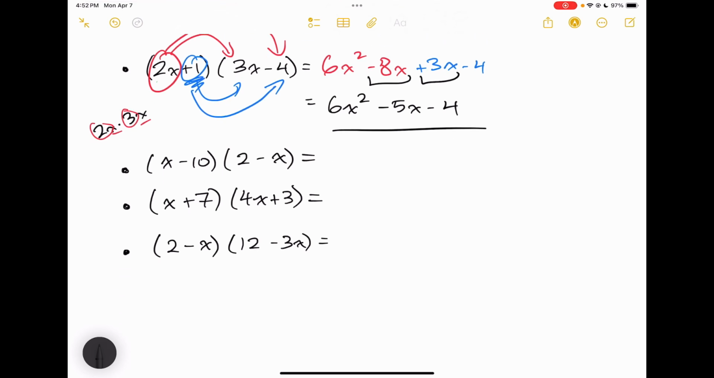Double distribution's fun. And like I said, I'm going to teach you guys a little bit of a song about it as well, in case you've learned about it in a different way.